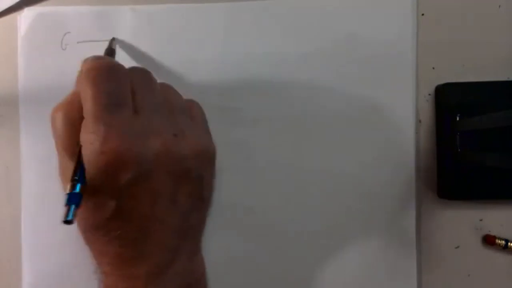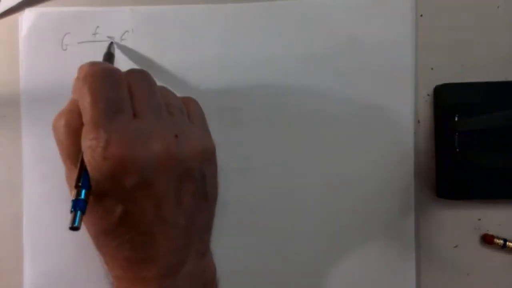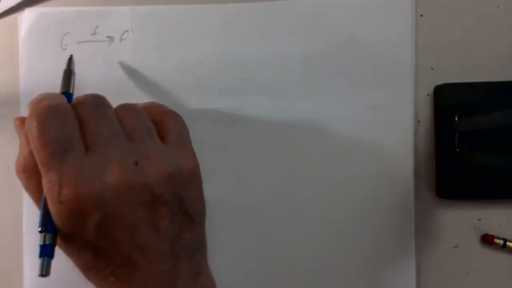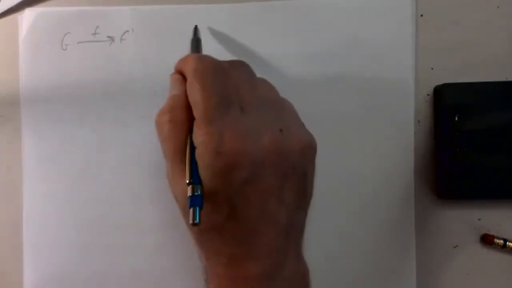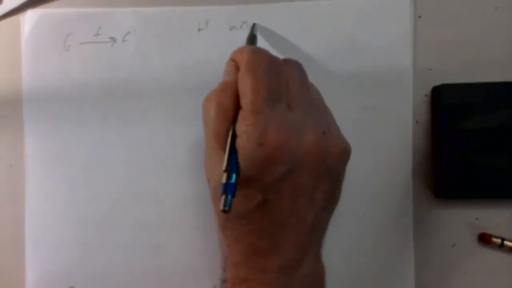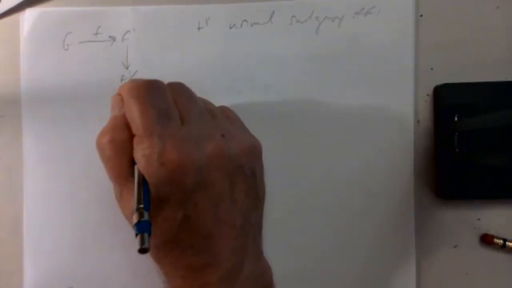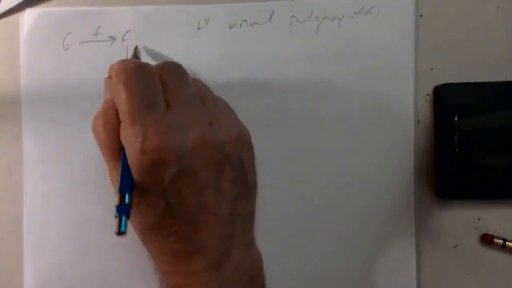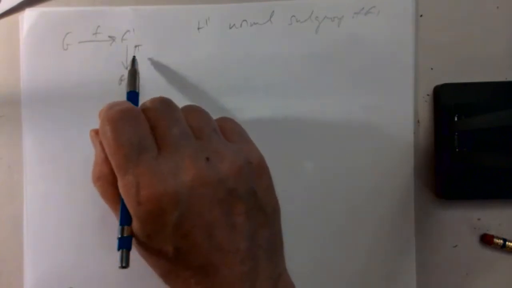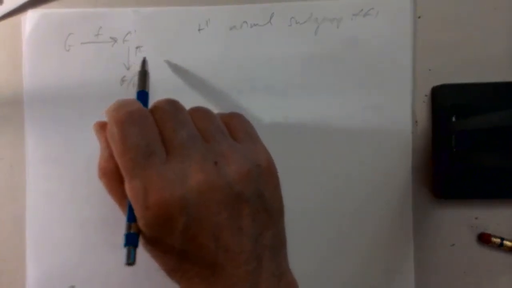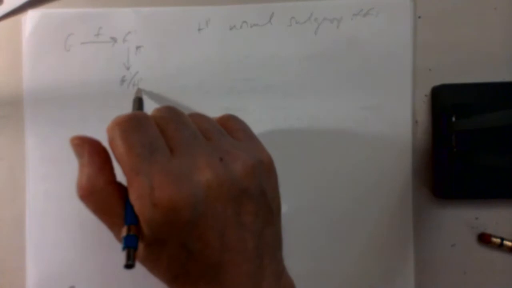Well, so let's look at this problem. We have G goes to G prime by this homomorphism f. And we have H prime is a normal subgroup of G prime. So you have the quotient group G prime mod H prime, and this canonical homomorphism pi from G prime to G prime mod H prime.